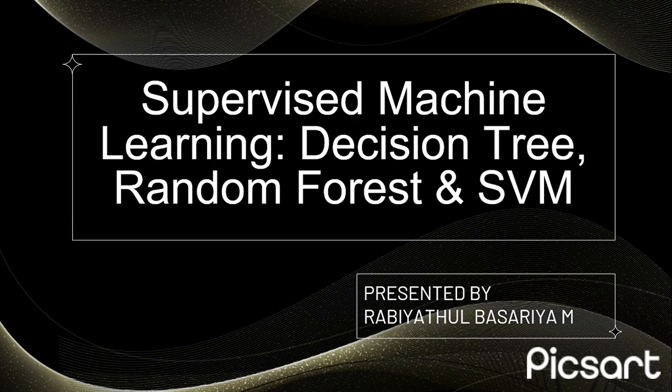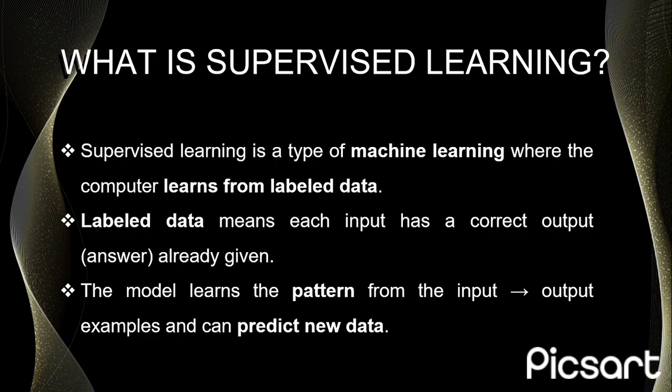Before going to see these types, we first learn what is supervised machine learning. Supervised learning means the computer learns from the labeled data. That means the input and correct output are already known. For example, we have data about how many hours a student studies and whether the student passes or fails. The model learns from this data and predicts the result for a new student.